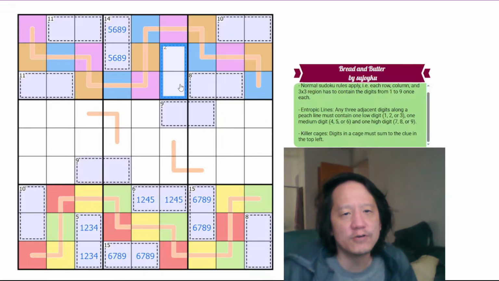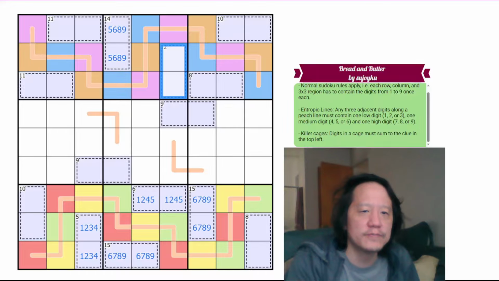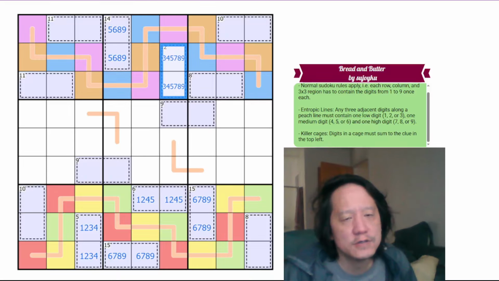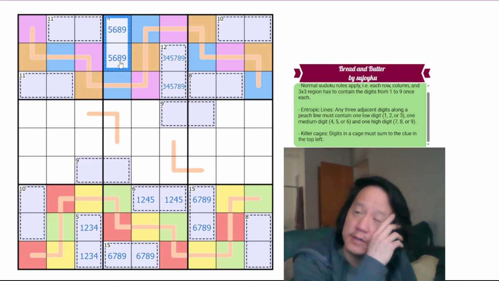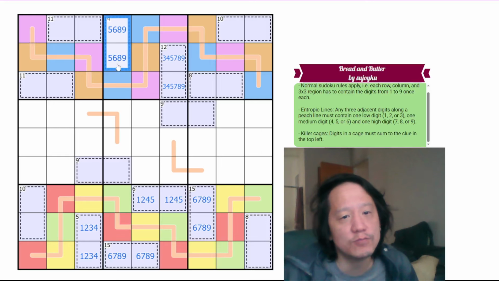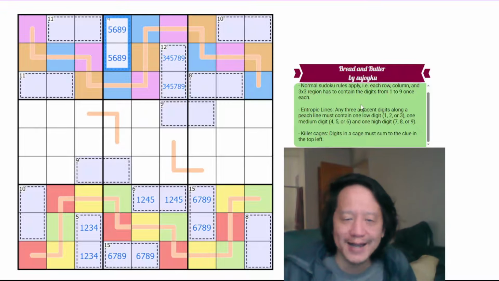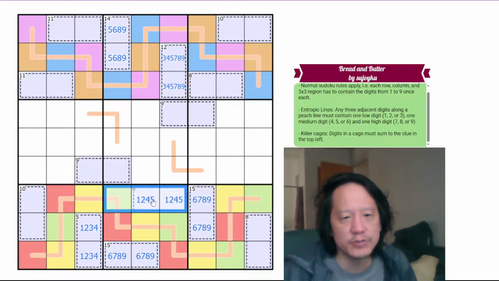So let's figure out what this cage can be. It could be 3, 9. It could be 5, 7, or 4, 8. So this is guaranteed to be, sorry, we're looking at high digits and low digits. Okay, so this is guaranteed to be 1 low digit and 1 medium digit.